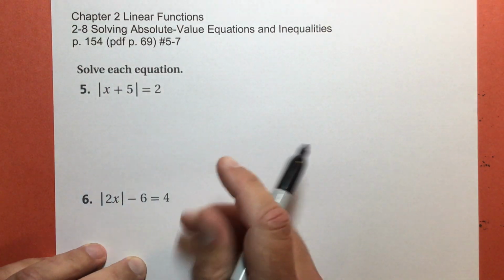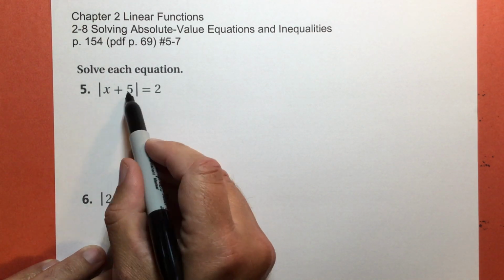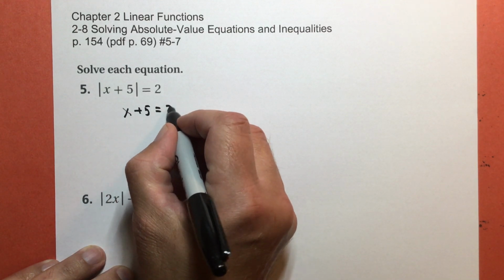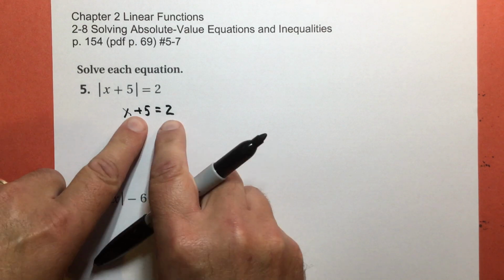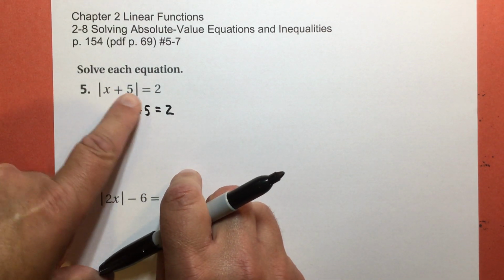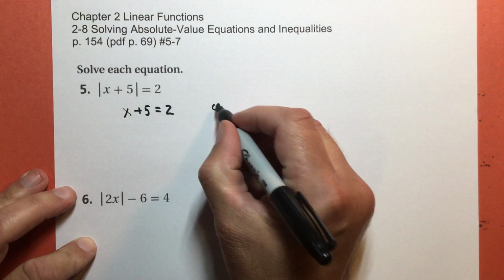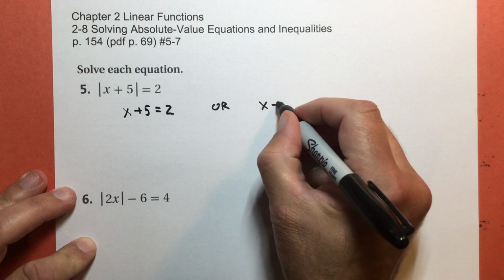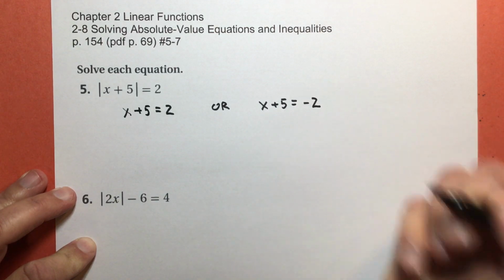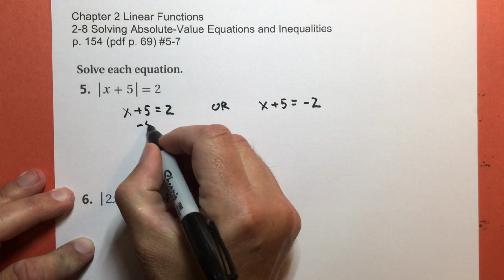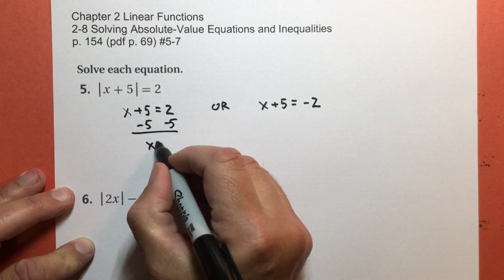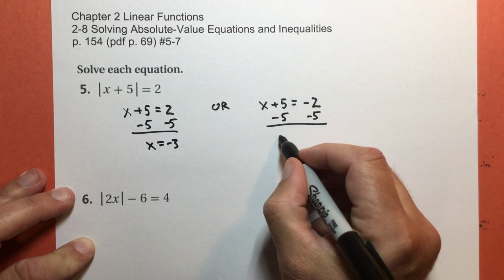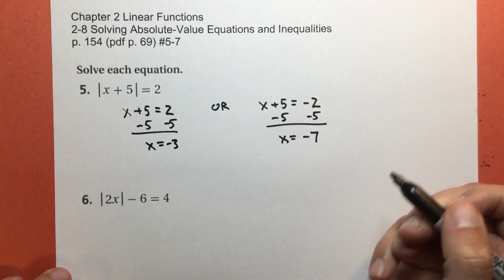So the first one, the x plus 5, if I take the absolute value of that, that's going to equal 2. So one thing that could happen is I could say x plus 5 does equal positive 2, because these are equal to each other. So the absolute value of 2 is 2. There's a word or, the other thing is this could be negative 2. So x plus 5 could equal negative 2. I'm going to solve both of these by subtracting 5, and I get x equals negative 3. I'm going to do the same thing over here by subtracting 5, except in this case I get x equals negative 7.